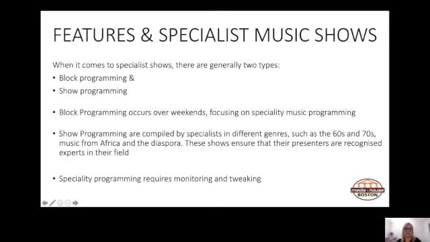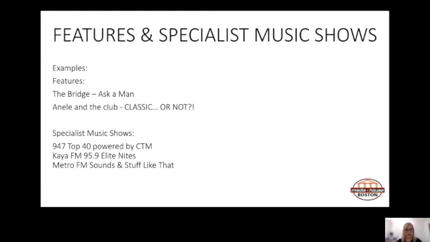When it comes to the specialty programming, though, it requires monitoring and tweaking because a music station can at any time turn around, change its formats, and then be direct competition for a talk radio station that does block programming on the weekends, meaning that these stations need to keep monitoring their listeners and keep tweaking these shows to stay current. Just some more examples.